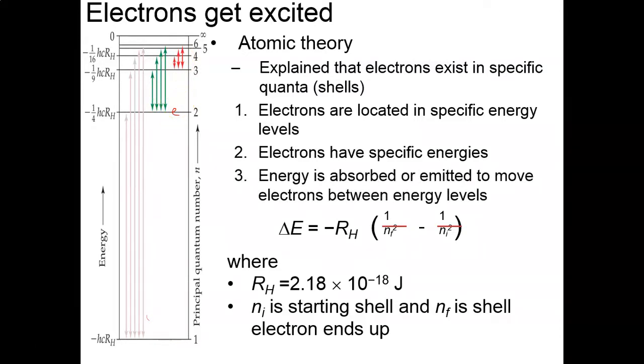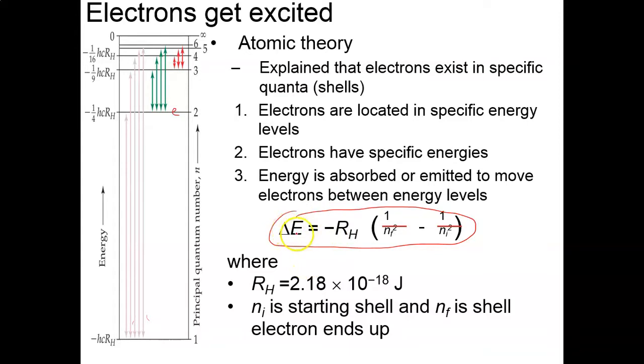Energy is absorbed or emitted to move electrons between energy levels. So you could either absorb energy to go from the 1st shell to the 3rd, 4th, 5th, 6th, 7th, or you could lose energy to go the other way, to go from the 6th shell to the 3rd, to the 2nd, to the 1st, whatever. The calculation allows you to figure out that energy is this thing. This is the Rydberg formula.